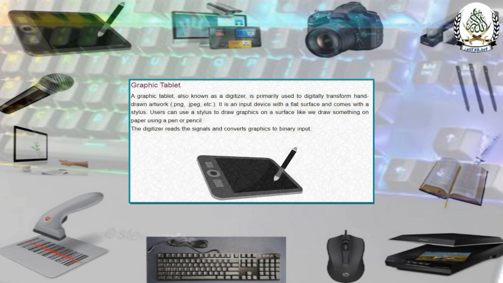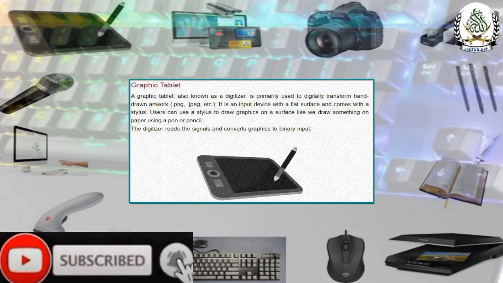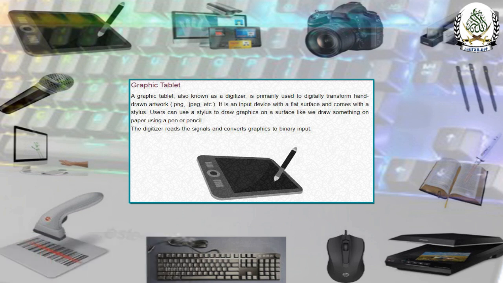Graphic tablet. A graphic tablet, also known as a digitizer, is primarily used to digitally transform hand-drawn artwork. It's an input device with a flat surface and comes with a stylus. Users can use a stylus to draw graphics on a surface like we draw something on paper using a pen or pencil. The digitizer reads the signals and converts graphics to binary input.